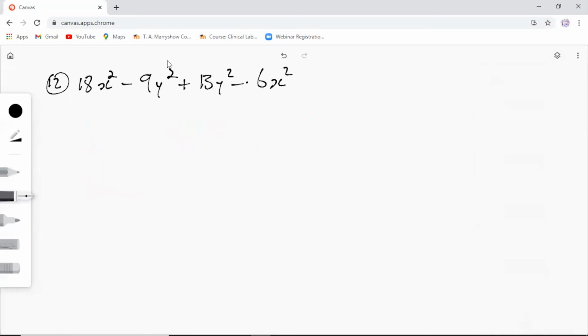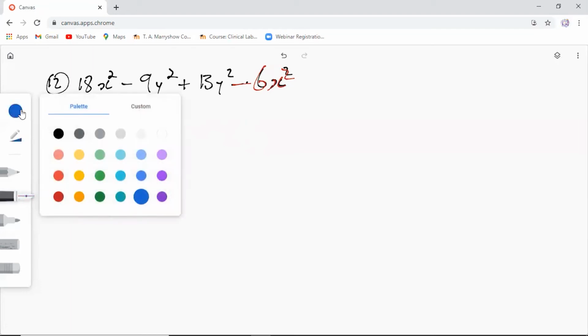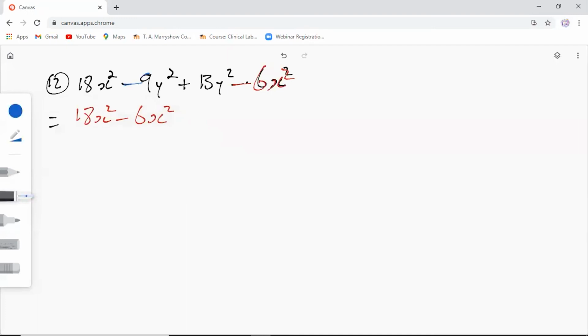We have here for number 12, 18x squared minus 9y squared plus 13y squared minus 6x squared. Again, the first step is to group our like terms. So we have 18x squared, and we group that with minus 6x squared. And then we move to the y squared. So we get minus 9y squared plus 13y squared. Good.